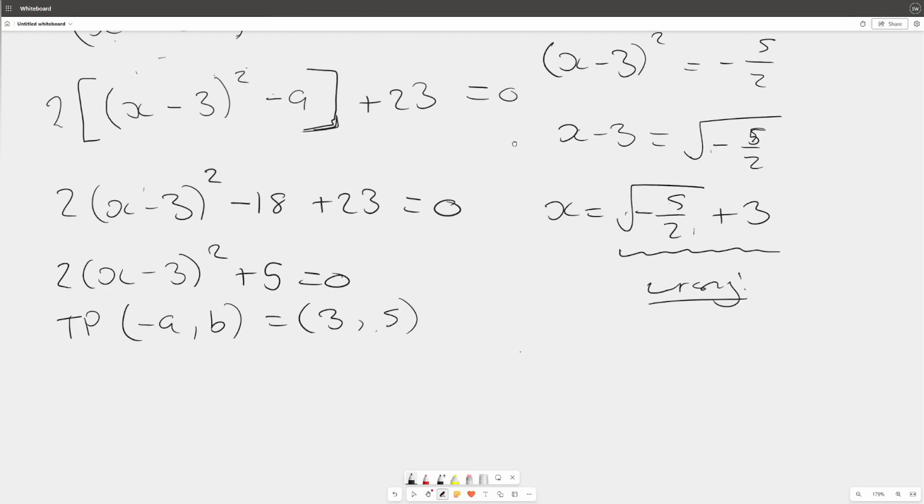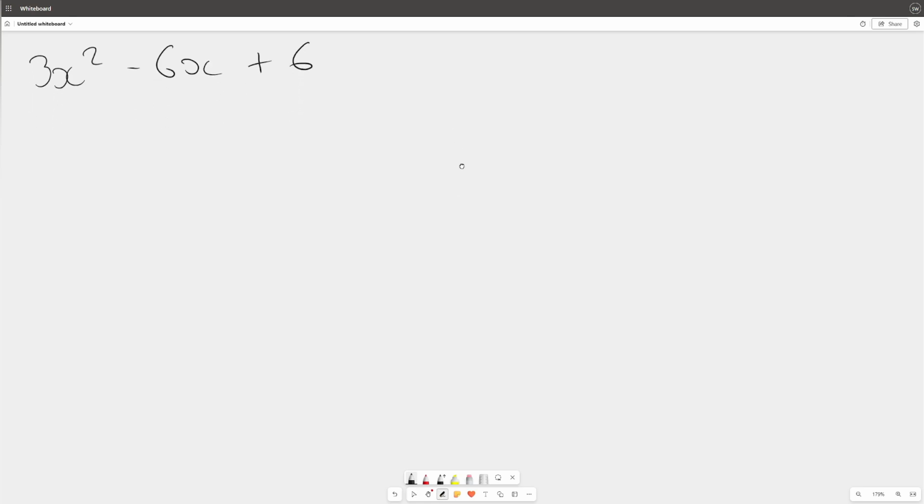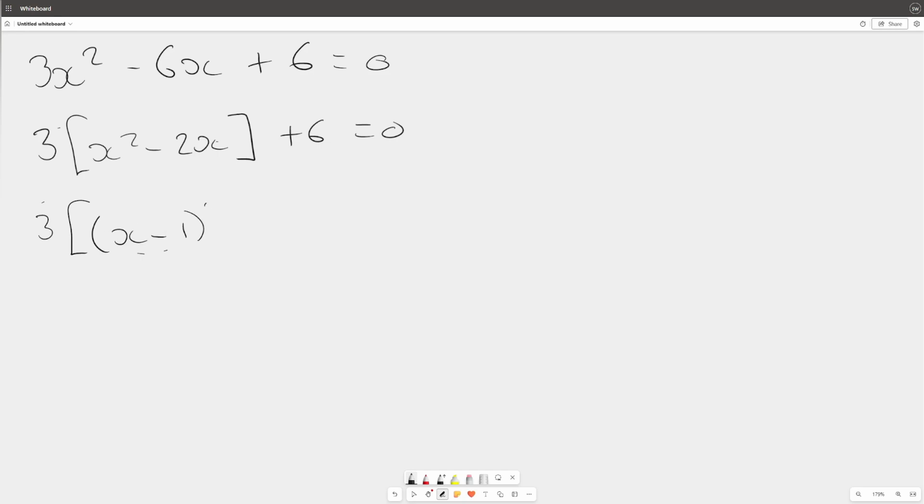So let's move on to our final example, 3x squared minus 6x plus 6. So first I'm going to pull a 3 out of here so that we have just a 1 in front of our x squared term. I'm going to go a little bit faster on this question. Sorry, I haven't put 0 here. I'm then going to deal with this. So I'm going to have 3, put our square brackets in, x minus 1 squared minus the square of this 1, which is just 1. I'm going to add 6, and this is going to be equal to 0.